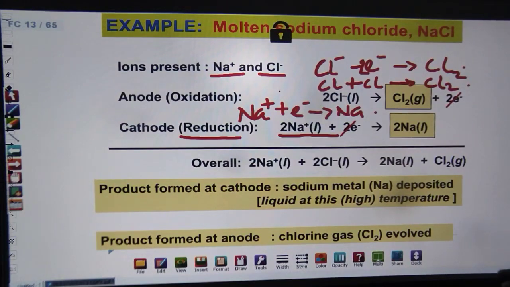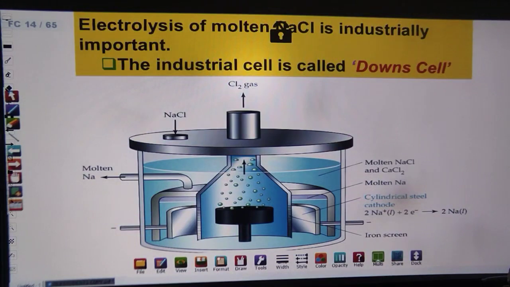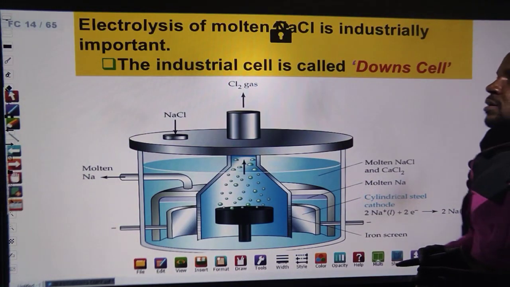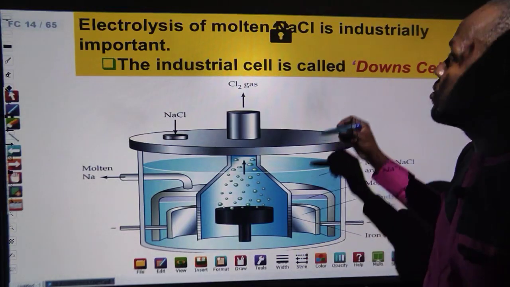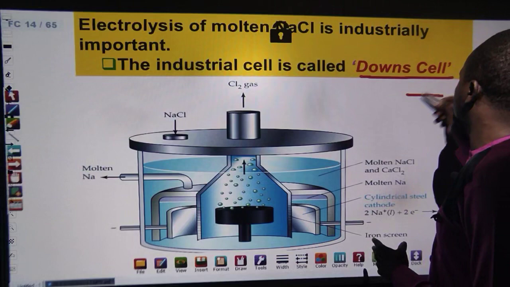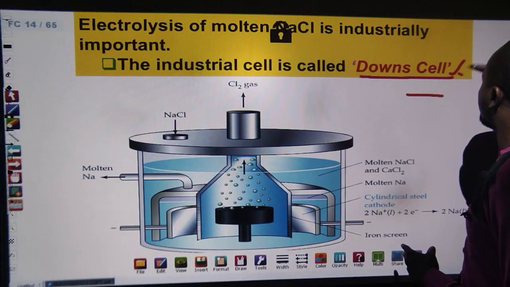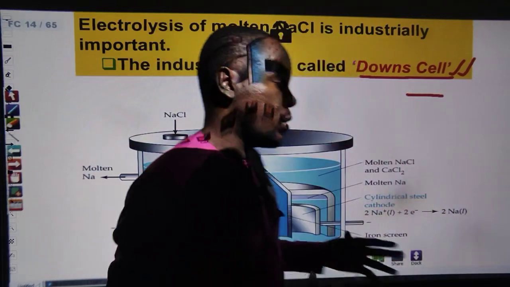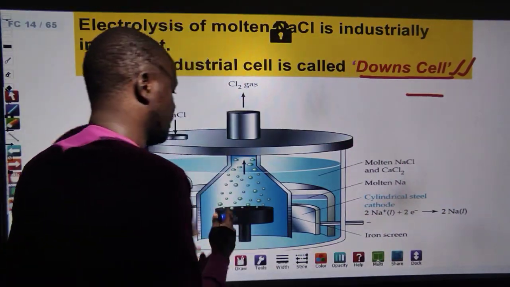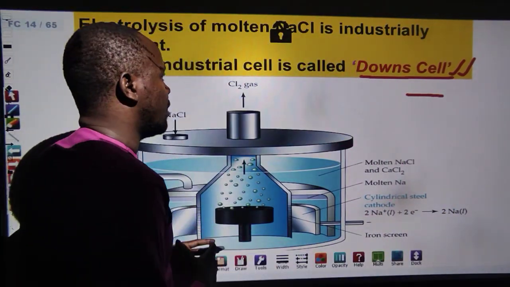The next one, I don't want us to spend too much time on simple things. So electrolysis of molten sodium chloride is important. The process of making sodium by electrolysis of molten sodium chloride, this setup is called a Downs cell. It's also popular in your objective chemistry multiple choice questions, so you can come across that. Keep that in mind. This is the setup of the cell.